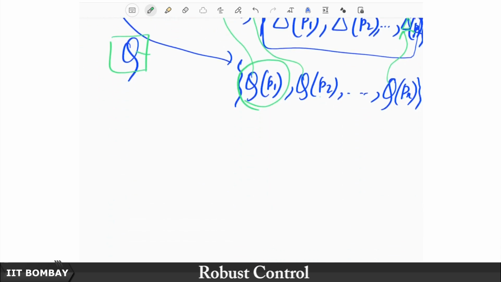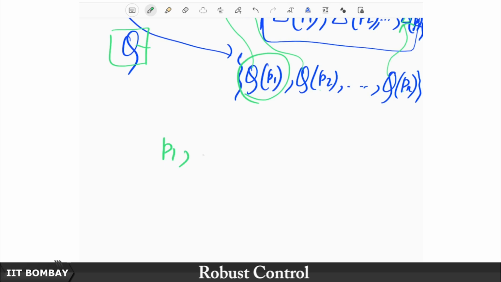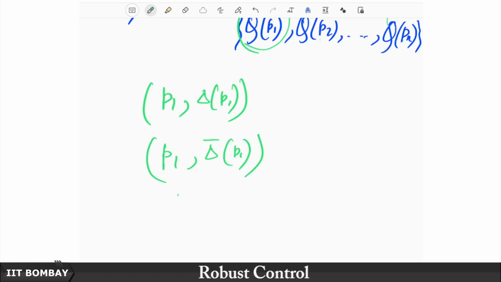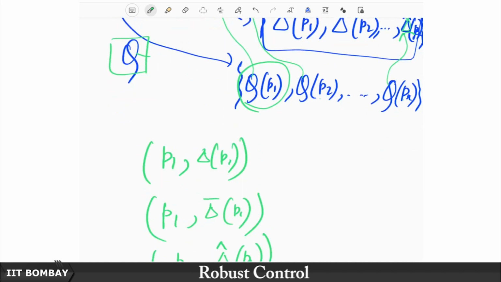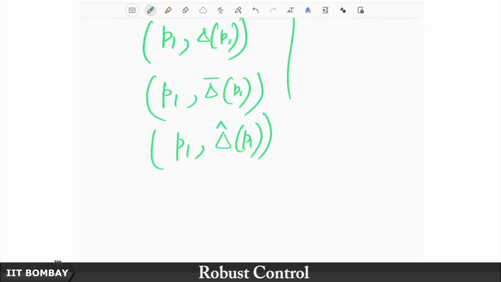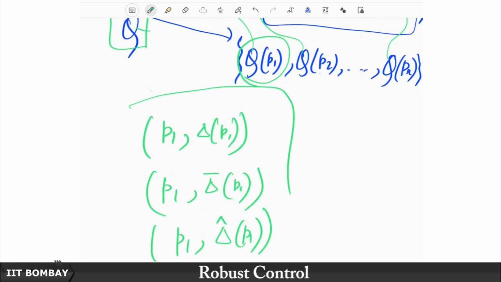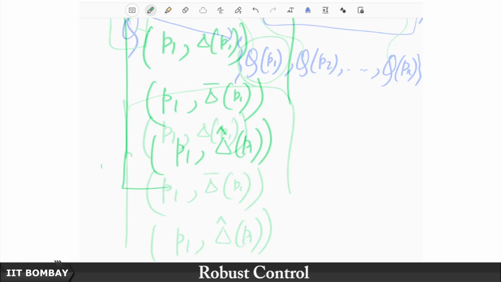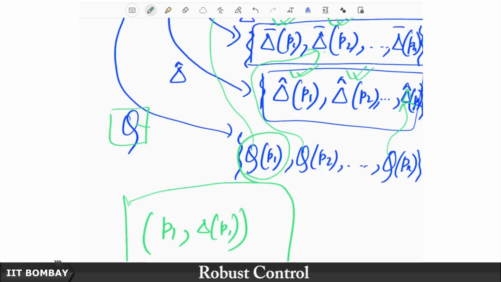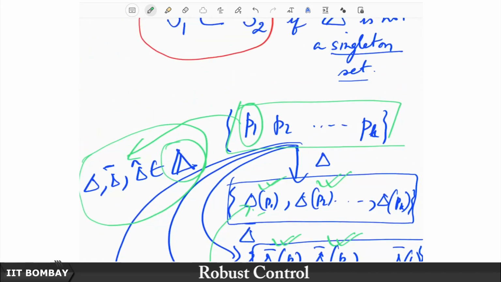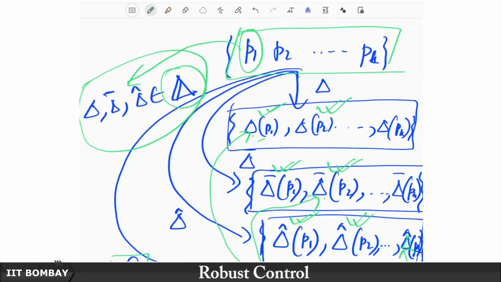You could have paired up P1 with delta P1, this could have been one pair. You could have gotten P1 with delta bar P1, you could have gotten P1 with delta hat P1. All of these behaviors are contained here when you consider the mapping Q to be approximated by the set big delta. However, Q is only going to pick up any one of them.